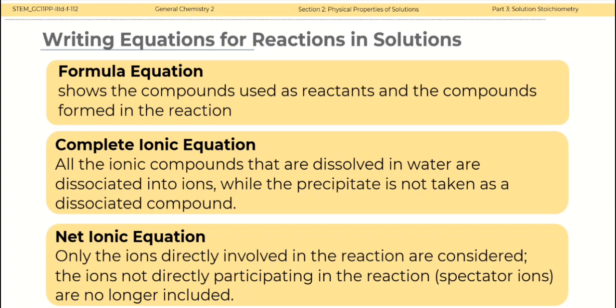The formula equation shows the compounds used as reactants and the compounds formed in the reaction. In a complete ionic equation, all the ionic compounds that are dissolved in water are dissociated into ions, while the precipitate is not taken as a dissociated compound. The net ionic equation considers only the ions directly involved in the reaction. The ions not directly participating in the reaction, called spectator ions, are no longer included.